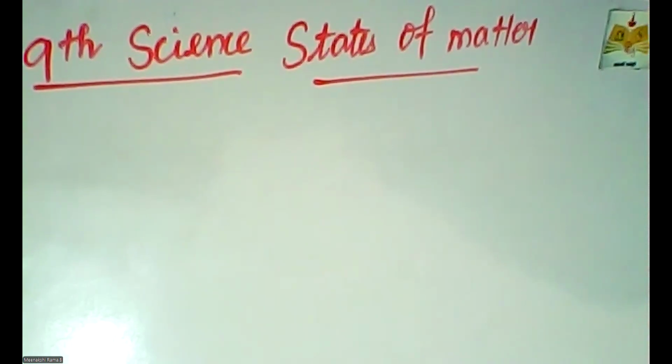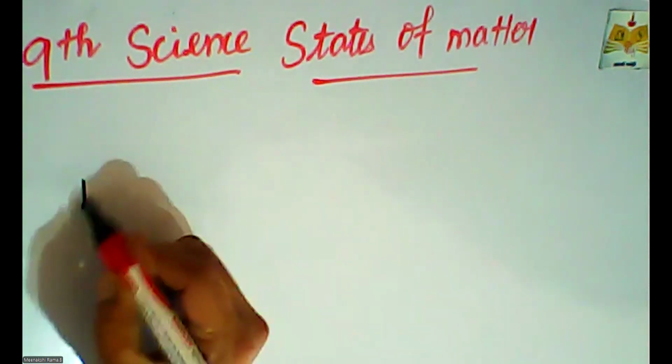States of matter. There are three kinds of states. Already we know about the basic concept. In the Earth, we can observe different kinds of materials. In our surroundings we can see different varieties of things with different shapes and sizes. These types of materials are called matter.